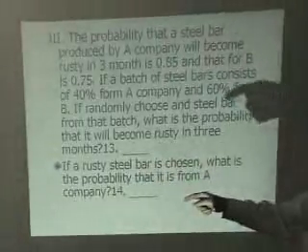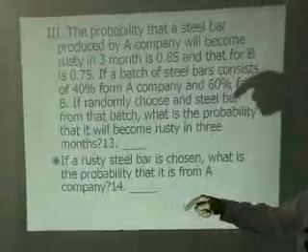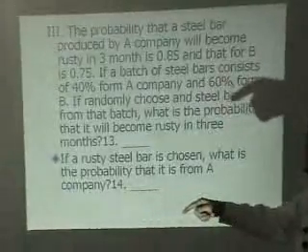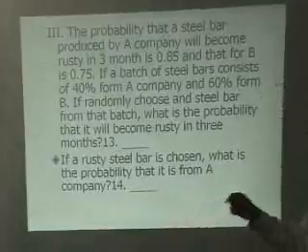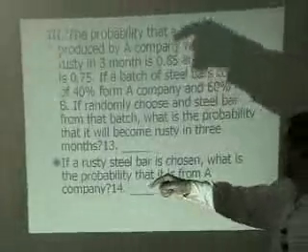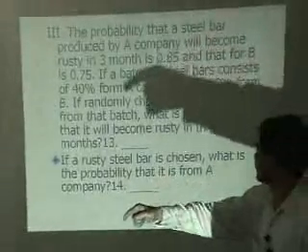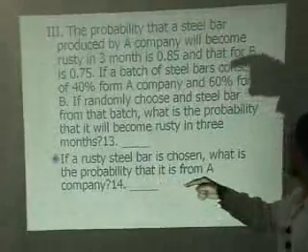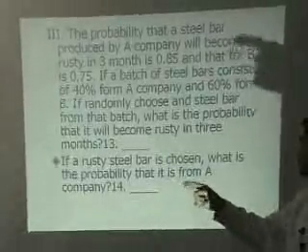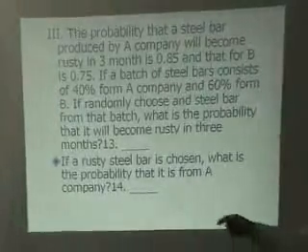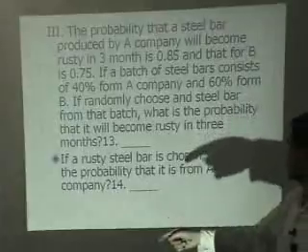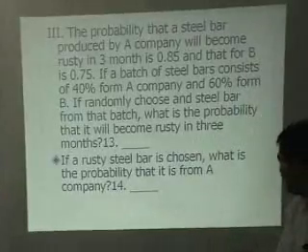So the question is, if you randomly choose any steel bar from that batch, what is the probability that it will become rusty in 3 months? This is from A, and this is from B, the defective rate. And how many are going to be from A? 40%. And how many from B? 60%. So you calculate this, then you should be able to get it. And here that is the Bayes theorem, or we say conditional probability. Basically it should be another easy question.